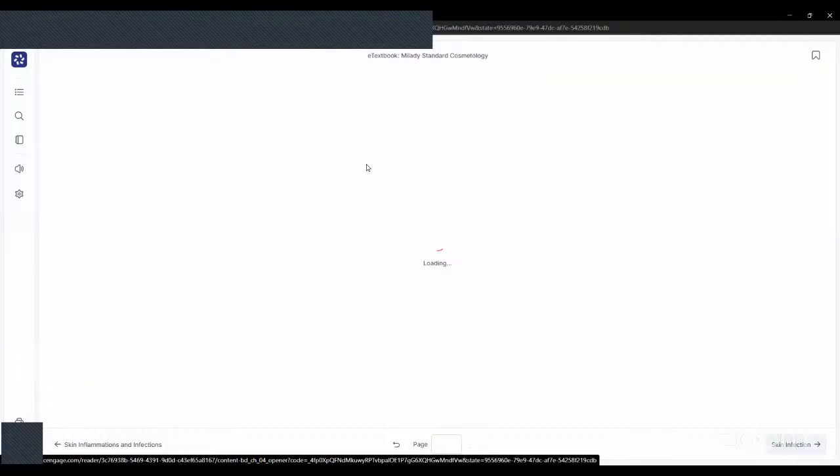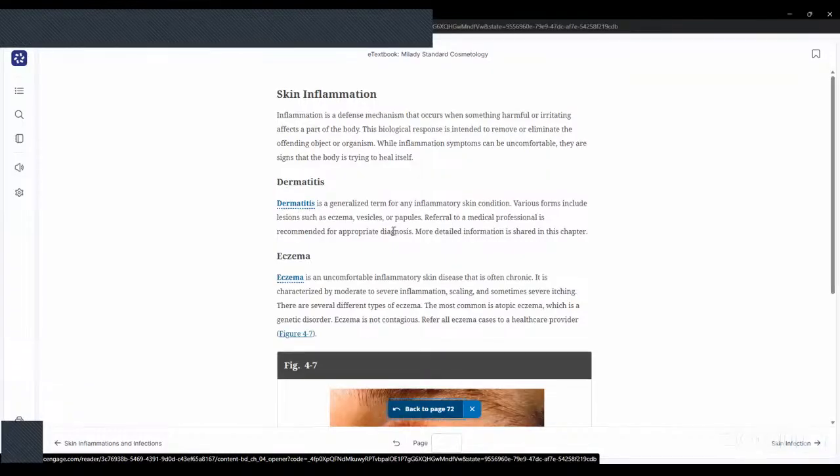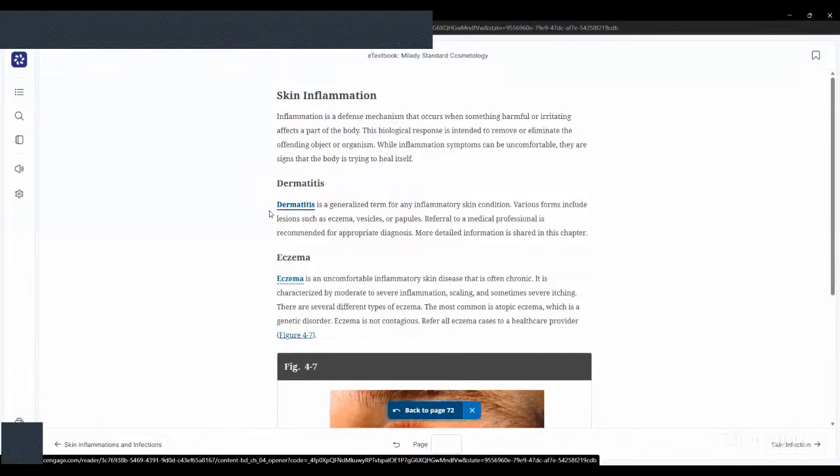So I already told you what inflammation looks like. Very uncomfortable, redness, irritating, and harmful. Dermatitis, okay, inflammatory skin condition. Various forms include lesions such as eczema, vesicles, so little blisters, and papules. These are larger pimples. Okay, dermatitis. Eczema falls into dermatitis, right? Eczema falls into dermatitis. Let's not forget that.